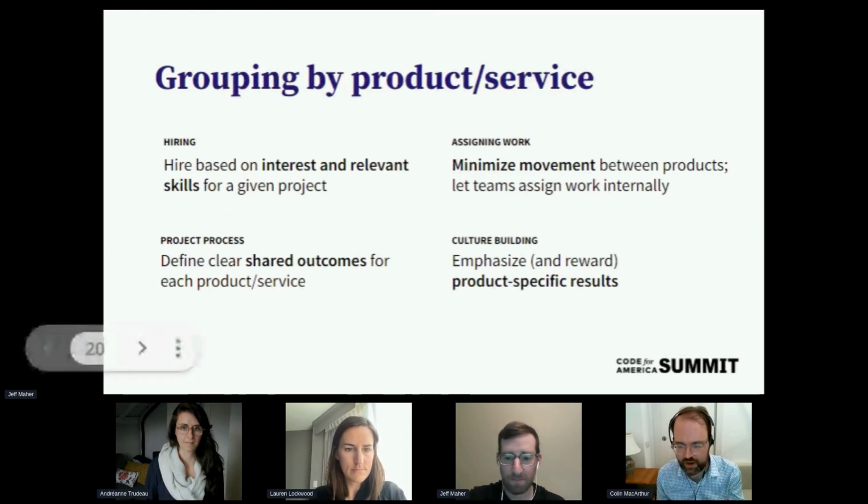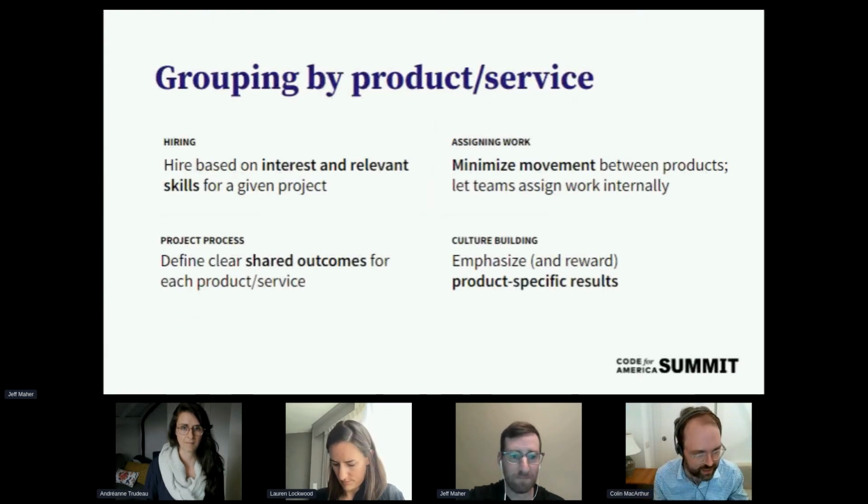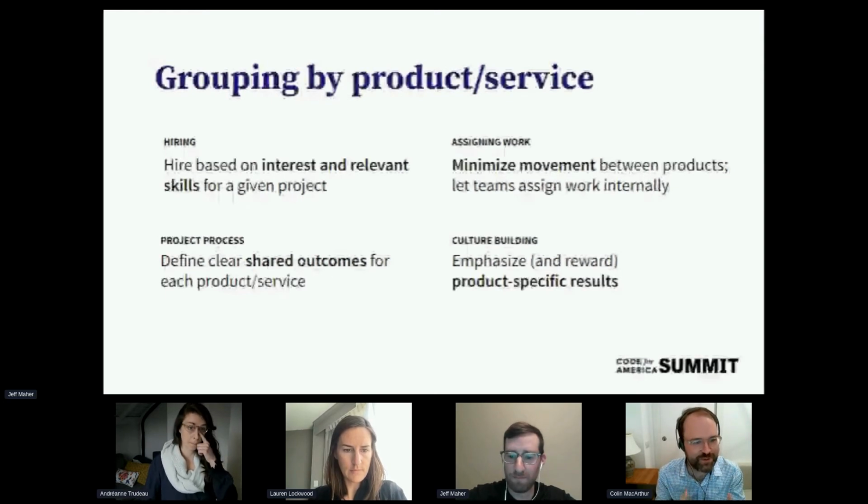So think hiring a DevOps engineer to improve the security of cloud.gov instead of hiring just a generalist engineer and expecting them to fill in various places. The trick here, when it comes to assigning work, is to avoid moving people between products much. That encourages people to continue grouping based on products and not on other dimensions. Remember, if you hire people to work on a particular product or mission, that's probably what they'll be most excited to do in your org.